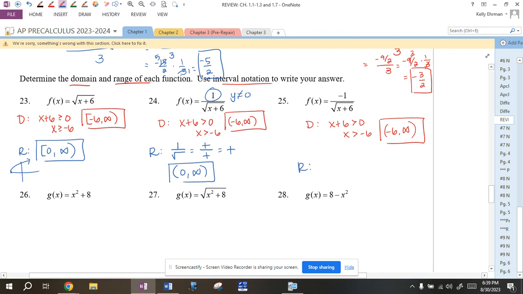How does that change the range? Now you have negative 1 over a square root. Negative 1 is always negative. The square root is still always positive, but that will always divide out to a negative. So now the range values are going to be negative infinity to 0 without including 0.